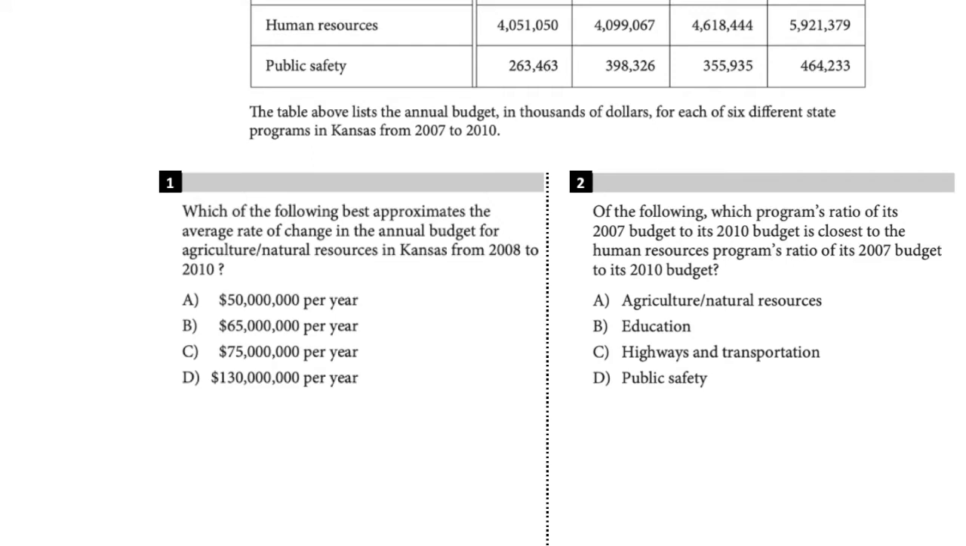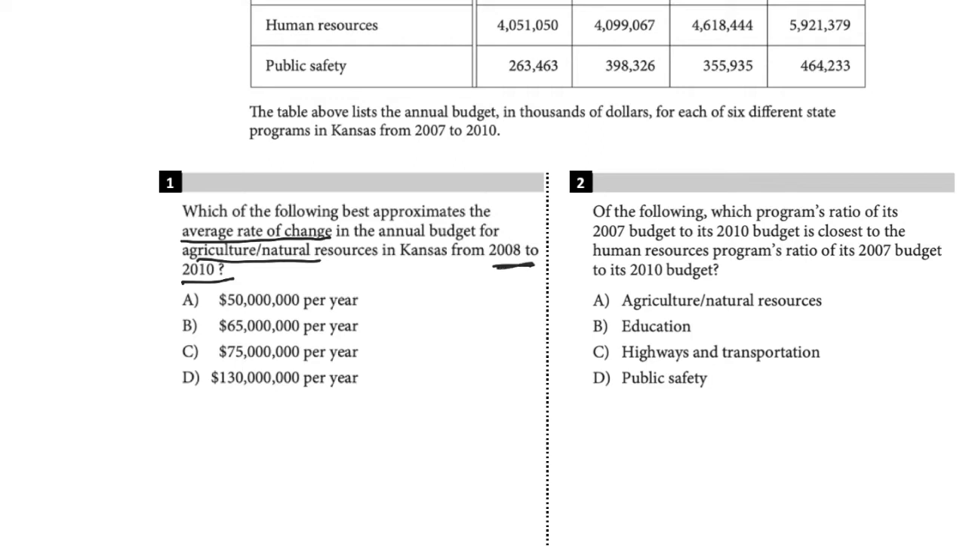Question number 1 says, which of the following best approximates the average rate of change in the annual budget for agricultural natural resources in Kansas from 2008 to 2010? Well, there's a whole lot of words going on there. Maybe you recognize that average rate of change means slope. Maybe you don't. But at the end of the day, we're talking about agricultural natural resources, 2008 to 2010. Now, if I look at my 4 choices here, they're all per year.